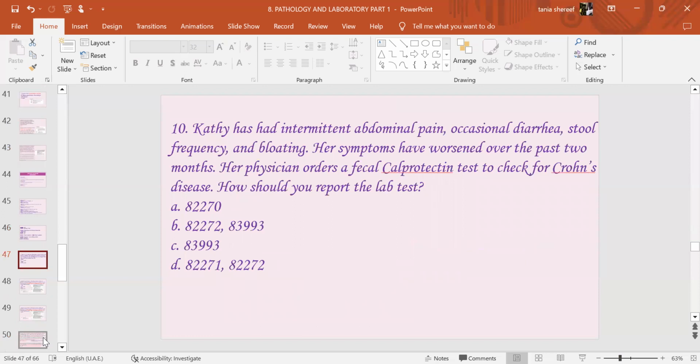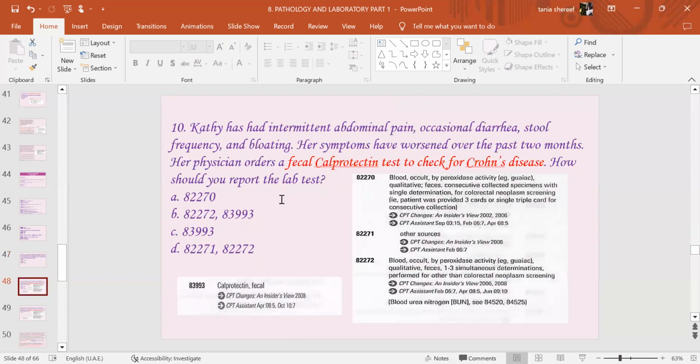Now, example. Kathy has had intermittent abdominal pain, occasional diarrhea, stool frequency, and bloating. Her symptoms have worsened over the past 2 months. Her physician orders a fecal calprotectin test to check for Crohn's disease. So if we check the options, 82270 is blood occult by peroxidase activity, and 82271 is other sources, and 82272 is blood occult by peroxidase activity, feces, qualitative, 1 to 3 simultaneous determinations, and 83993 is calprotectin, fecal.